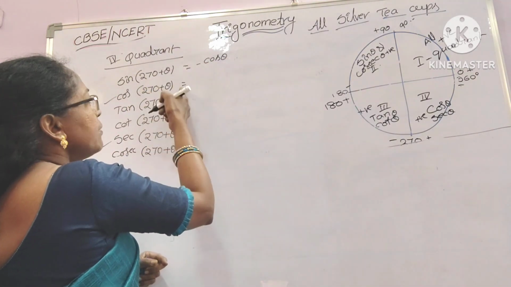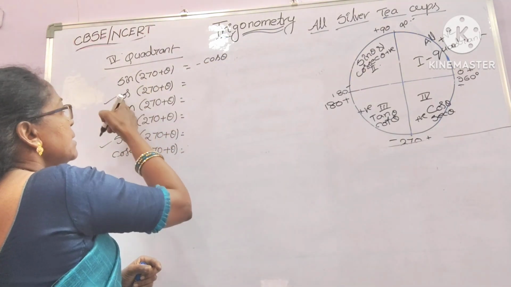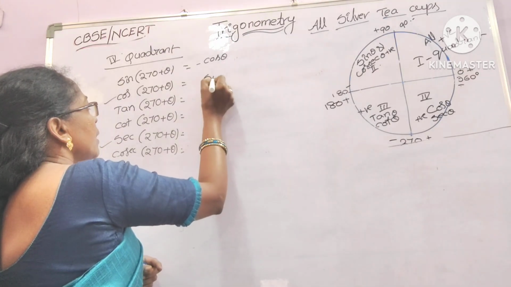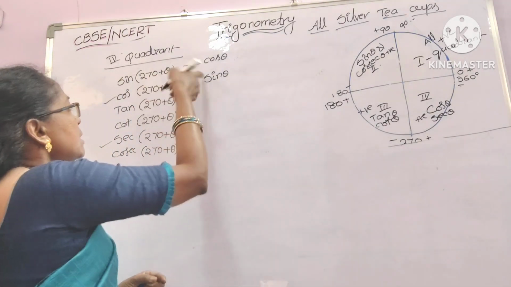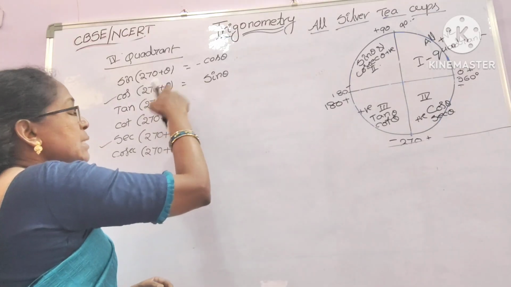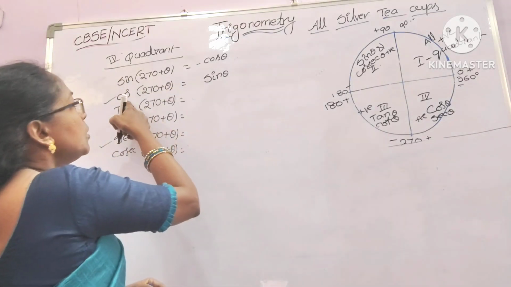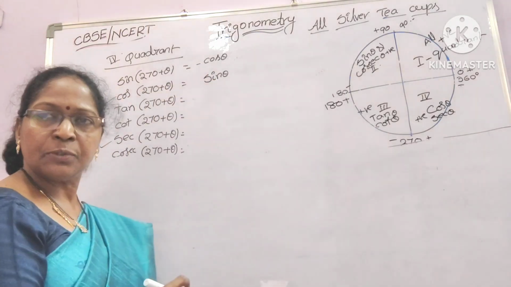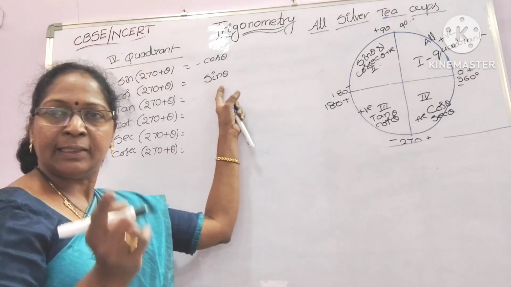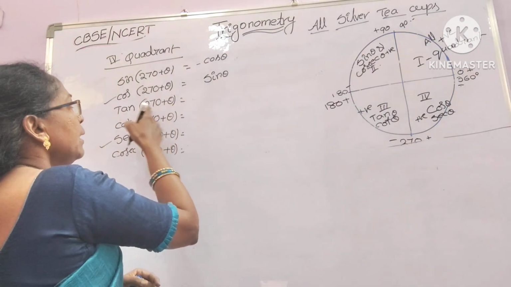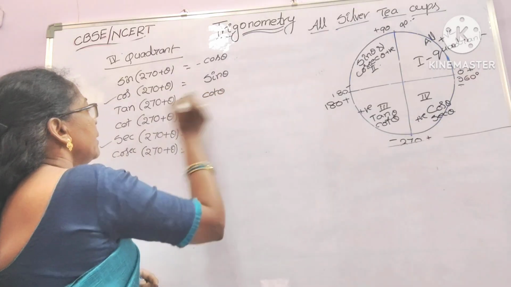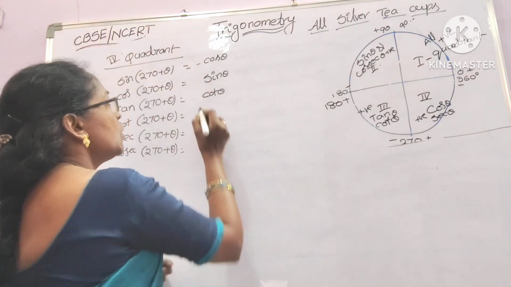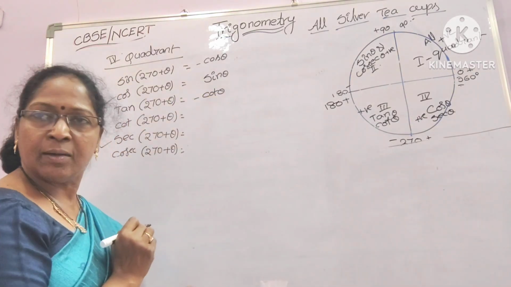Next one, cos 270 plus theta. 270 is there, so conversion takes place: sin becomes cos, cos becomes sin. But this is under the fourth quadrant. In the fourth quadrant, cos is positive, so here you will get plus sin theta. Again 270 is there. Tan becomes cot theta, but this is under the fourth quadrant, so this is minus cot theta.